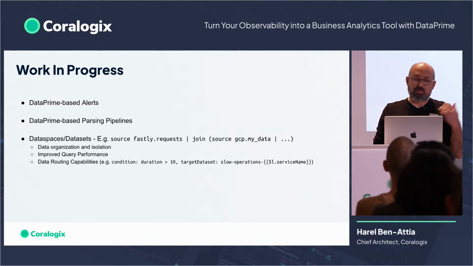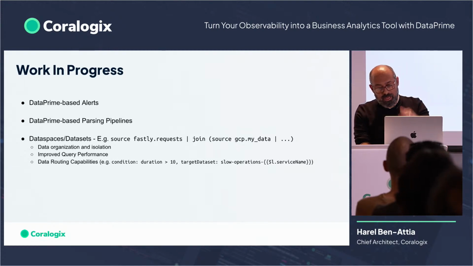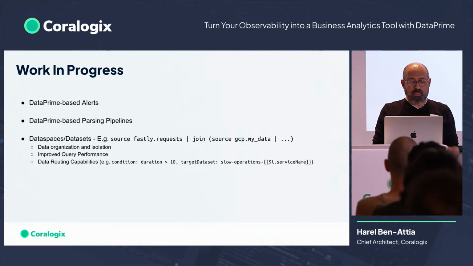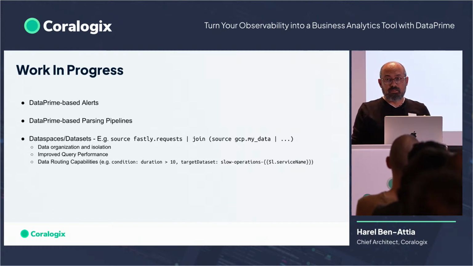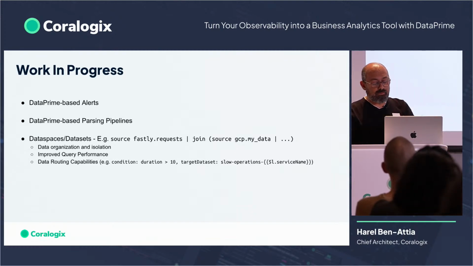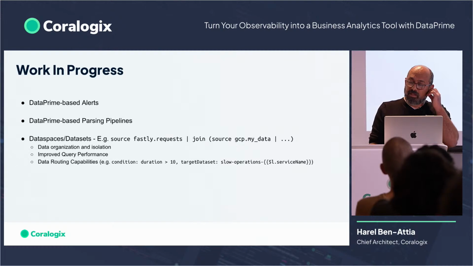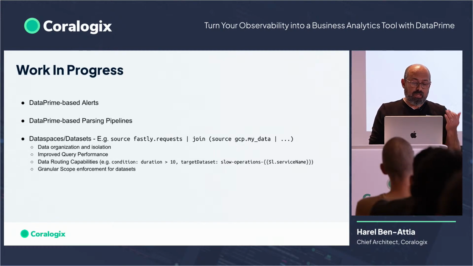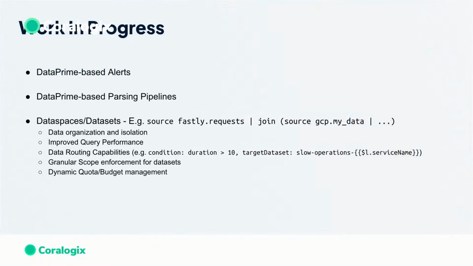You could actually even route to a target data set based on the actual data. In this case, it's slow operations dash the service name. I'm referring back to the streaming nature of the data. A streaming nature allows you to actually fan out different data to different data sets in a data-driven manner, like we see here. Granular scope enforcement for data sets, like being able to control who sees what. If you have a data set with 1 billion rows and some group of people needs to only look at some of it, then it will be supported, obviously, as part of data sets.